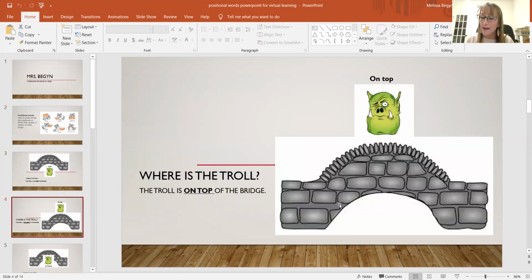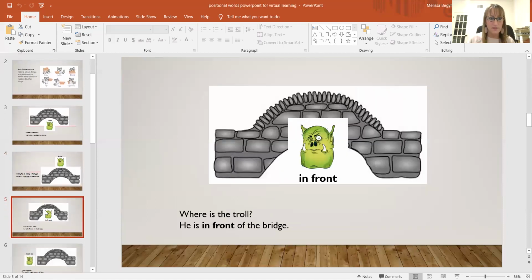Now we see our bridge over here and the troll here. The question again says, where is the troll? Is the troll under the bridge? I don't see him there. Is the troll on top of the bridge? Absolutely. The positional word in this picture is on top. The troll is on top of the bridge. Very good. Let's move on to this third one.